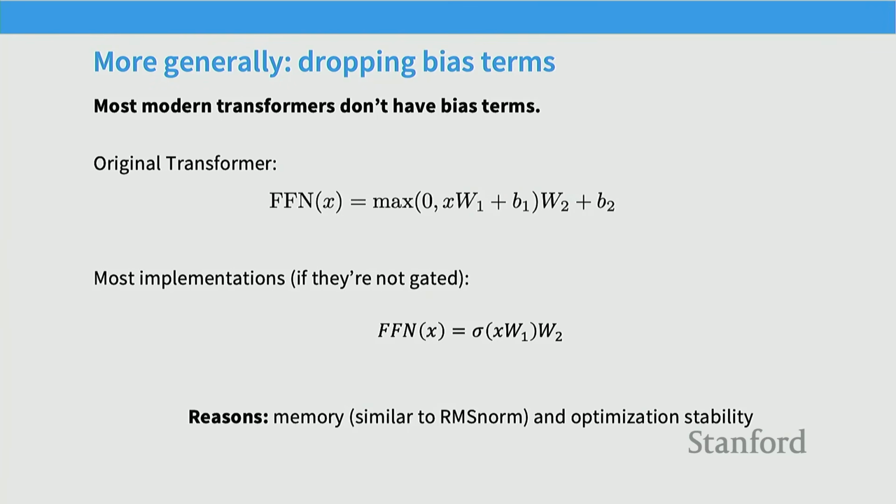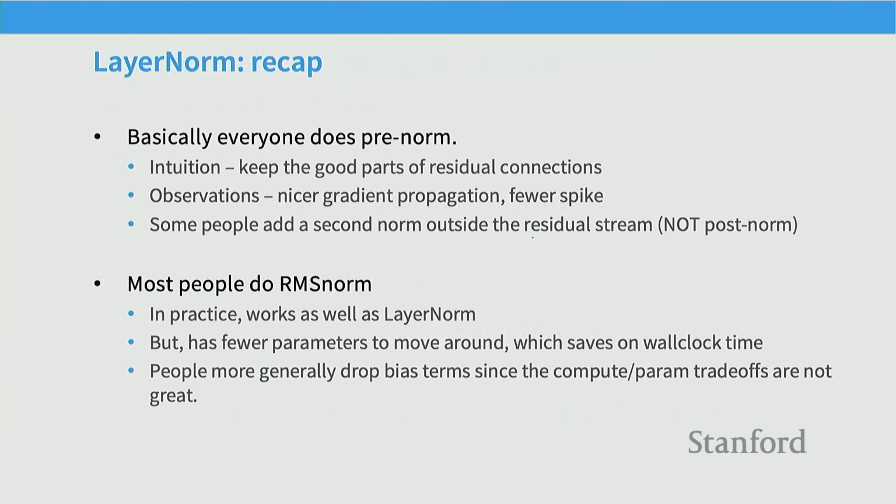And so now a lot of the implementations omit bias terms entirely and train only on these pure matrix multiply kind of settings. So that's the layer norm bit.